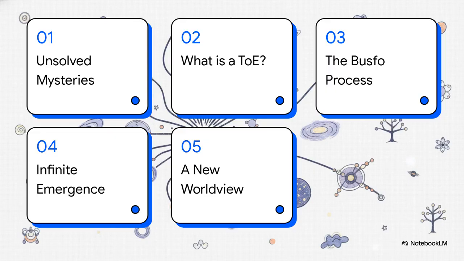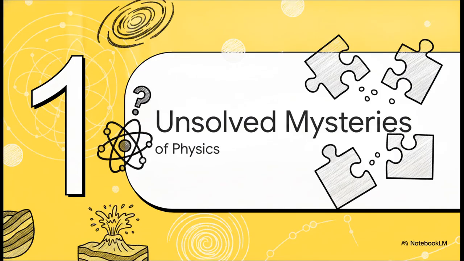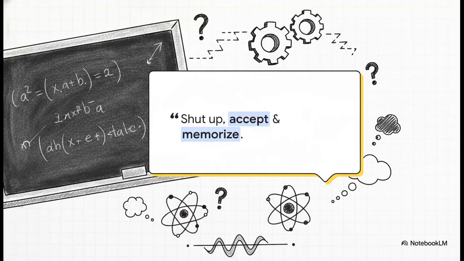Let's get to it. Section 1. The Unsolved Mysteries of Physics. So the author points out something you've probably noticed yourself. From a very young age, we're taught totally disconnected stories about how the universe works. I mean, cosmology and geology, they're taught as if they don't share a fundamental root at all. The text argues that modern physics kind of threw in the towel on finding a truly unifying theory almost a century ago. And instead of fostering a genuine desire to understand reality, the mandate in science education basically became, well, shut up, accept, and memorize.